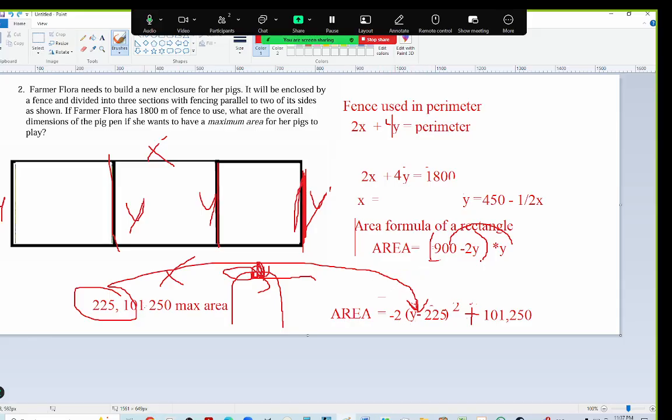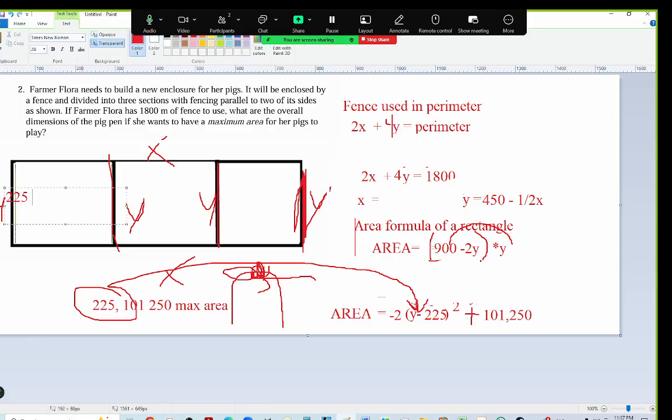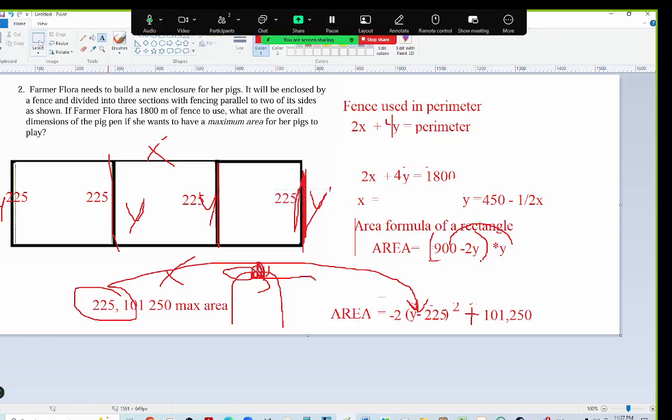That's the x value in the formula, but what letter do we actually figure out from y? That's y, so that's probably up here. So if this one is 225, and this one's 225, and this one's 225, how do I figure out x? It all goes back to perimeter.